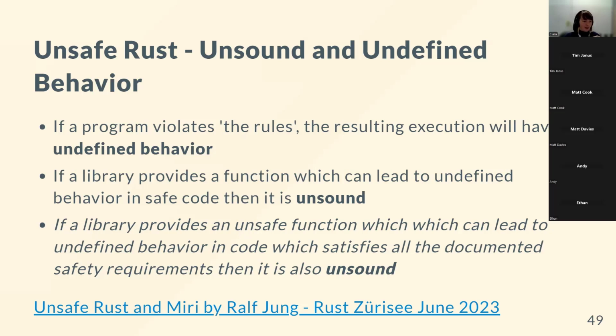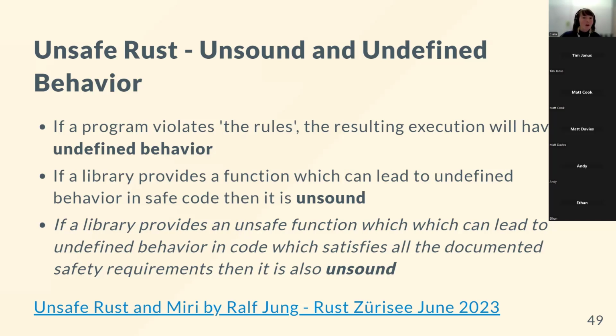There's a really great talk, Unsafe Rust and Miri, by Ralf Jung, which really spells out the difference between undefined behavior and unsound. I want to add an additional unsound definition, which is that if your library provides an unsafe function which can lead to undefined behavior in code which satisfies all the documented safety requirements, then it is also unsound.